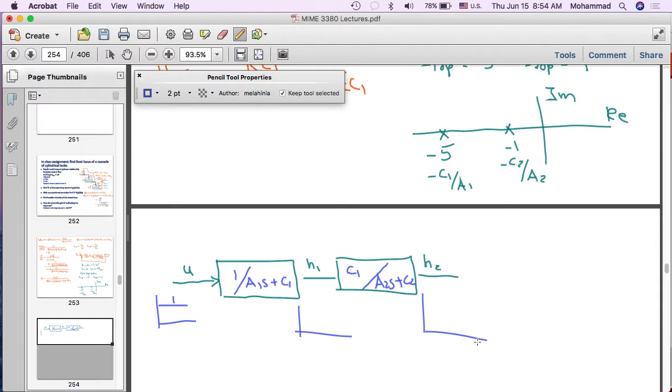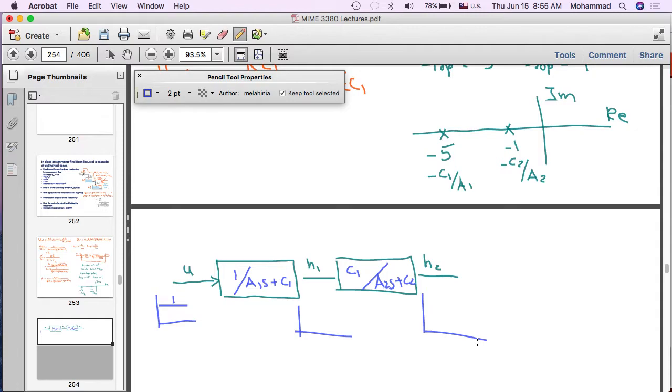So the first block diagram is 1 over A1S plus C1. What was A1? A1 was 1, right? So it's A1S plus C1, and C1 is 5. So it's going to be 1 and 5, that polynomial of the denominator. So it's 1 over S plus 5.